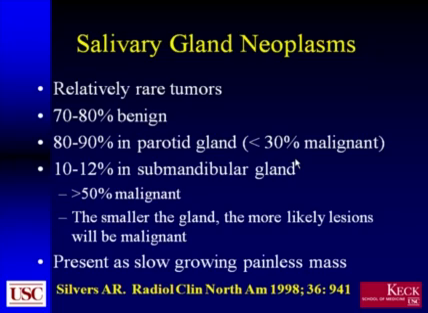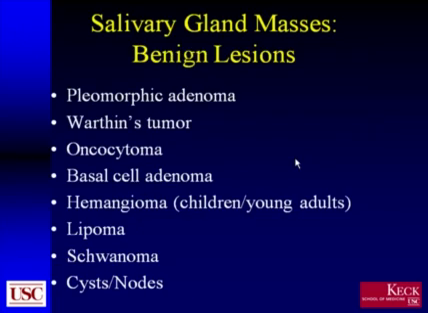will be malignant. In the submandibular gland, where only about 10 to 12% of lesions overall will occur, greater than 50% will be malignant. And again, the sublingual gland, although uncommon, is something to be looked out for because there the incidence of malignancy is probably even higher. Typically, these present as slow-growing, painless masses, although they may be tender in some cases.